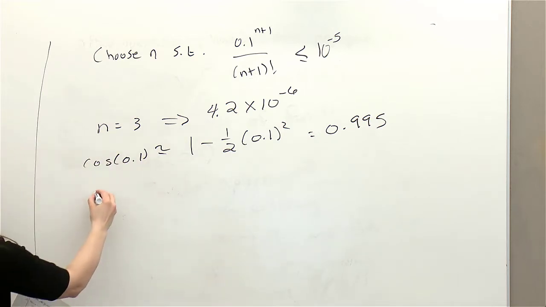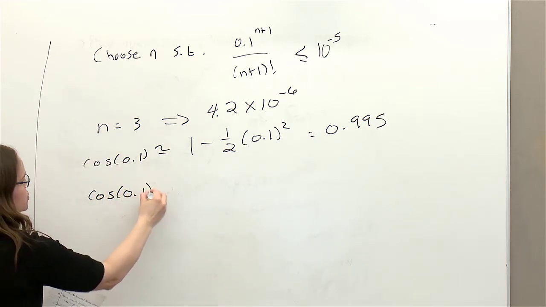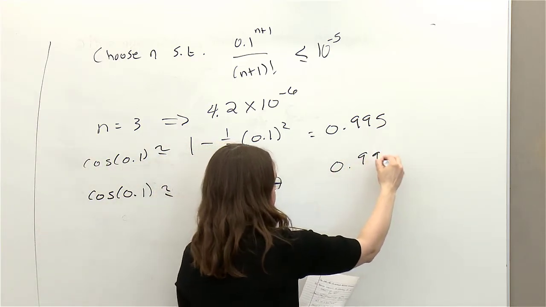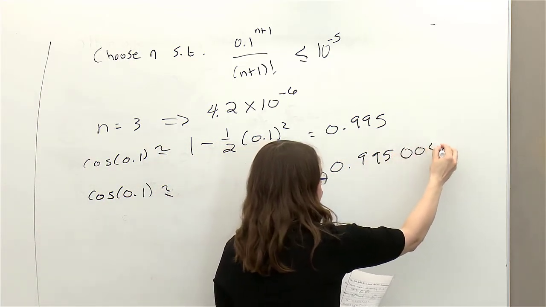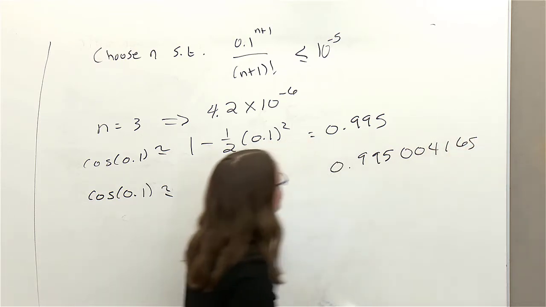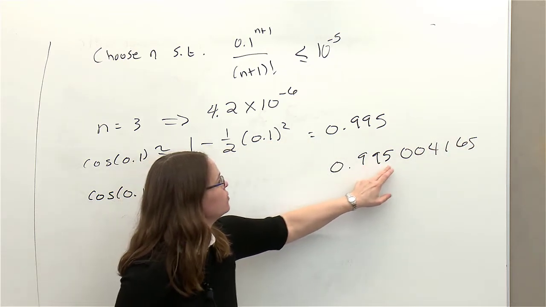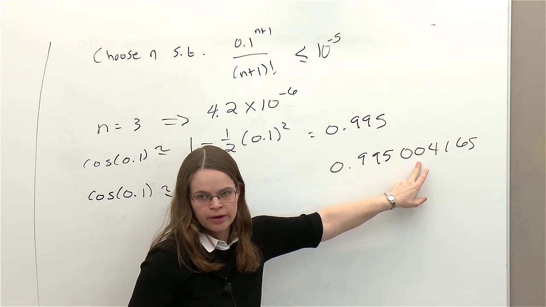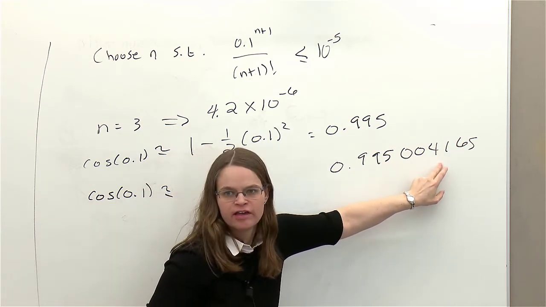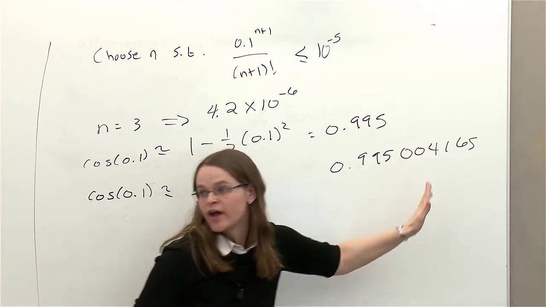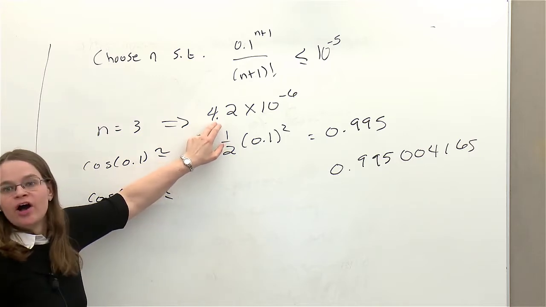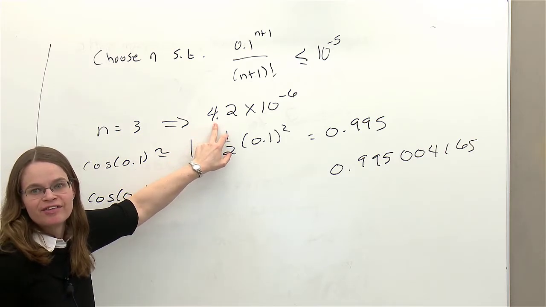And if I take this to more decimal places, I get 0.995004165. So indeed I have 5 decimal places correct. And that's what I wanted. My error is sitting over here in the 6th decimal place. And that's fine. That's all we expected. And actually, this bound that we got was actually a pretty good estimate of the error in this case.